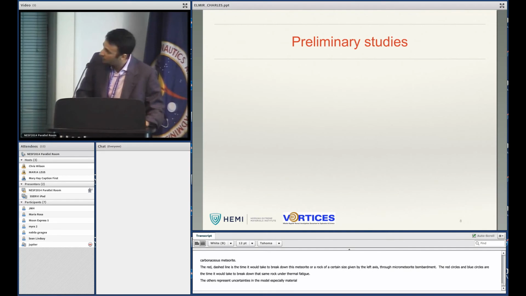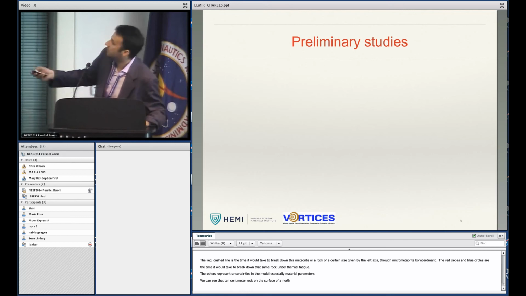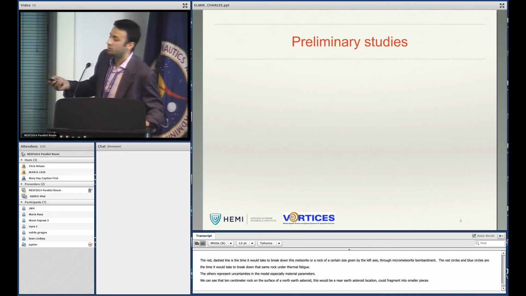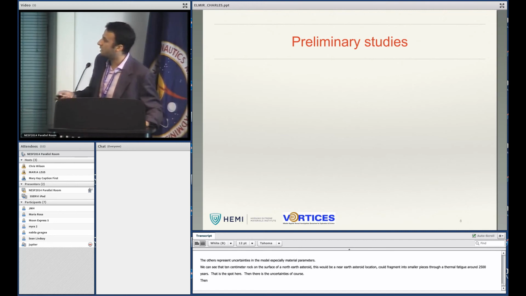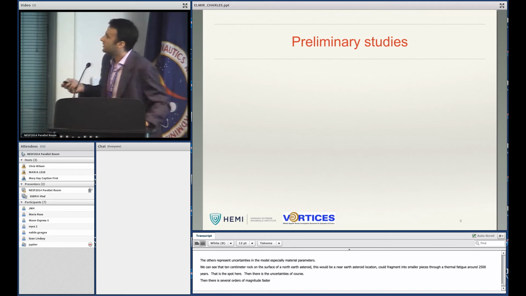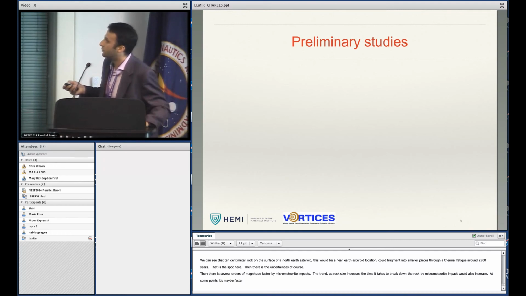So we can see that a 10 centimeter rock on the surface of a near-Earth asteroid, so this would be a near-Earth asteroid location, could fragment into smaller pieces through thermal fatigue in around 2,500 years. That's the spot here. And then there's the uncertainties, of course. And that is several orders of magnitude faster than comminution by micrometeorite impacts. Now, the trend that we see here is that as the rock size increases, the time it would take to break down that rock by micrometeorite impacts will also increase. And at some point, it may even be faster than thermal fatigue.